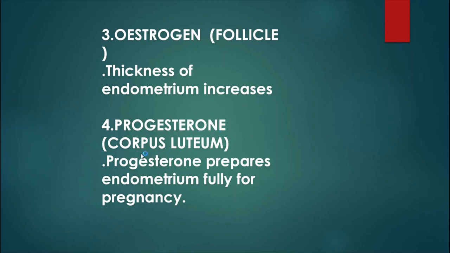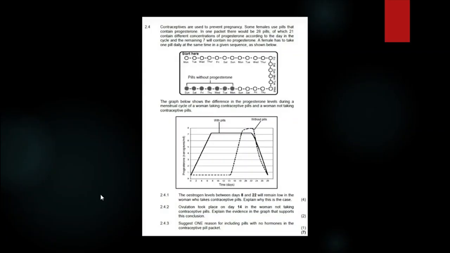Progesterone prepares the endometrium fully for pregnancy. Now let's look at the questions under this hormonal control. We have contraceptives, which are used to prevent pregnancy. Some females use pills that contain progesterone.